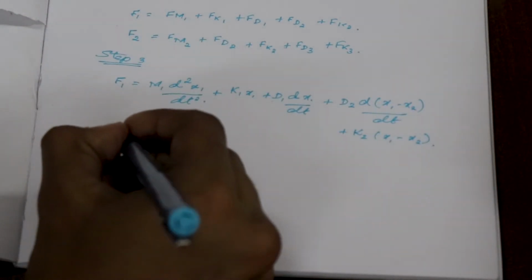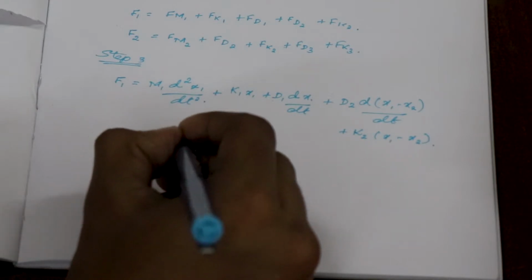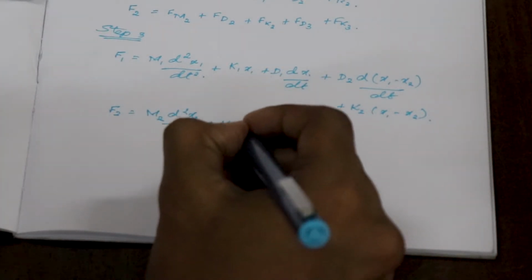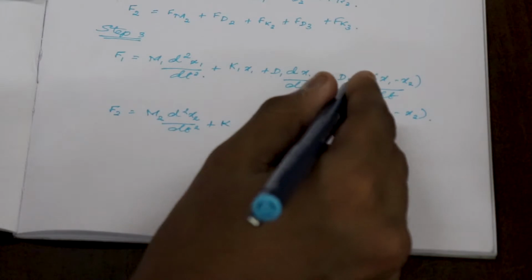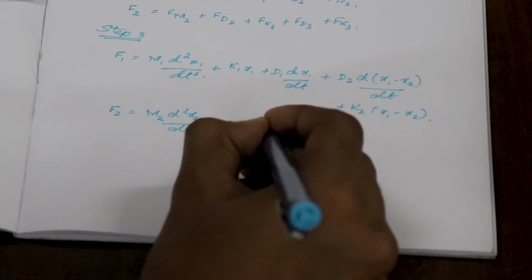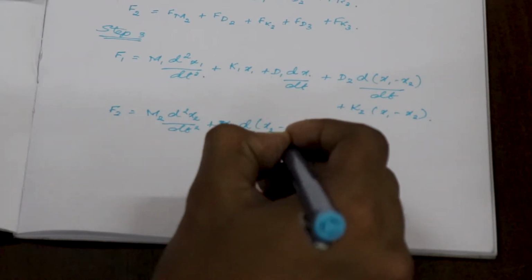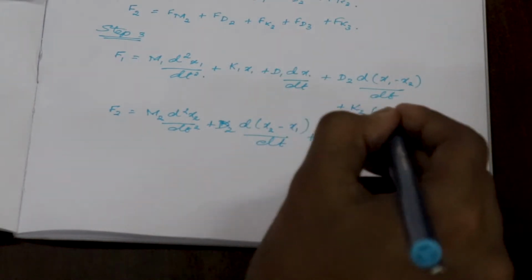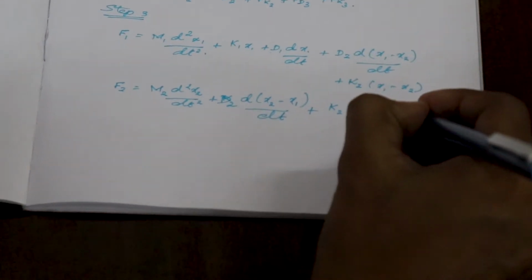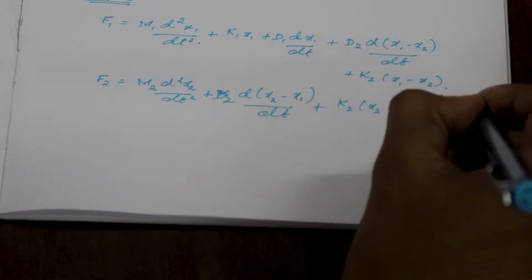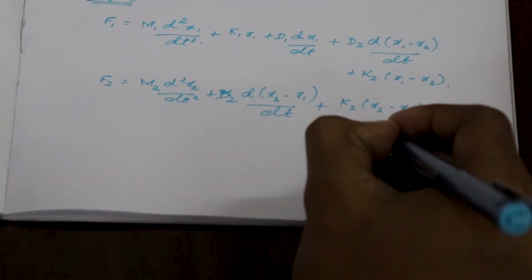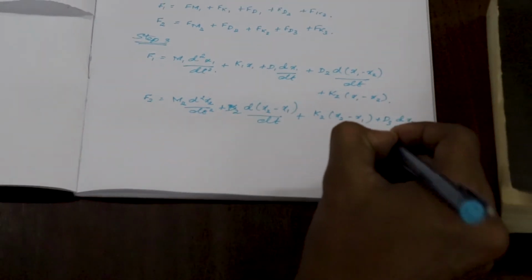And similarly for force F2, it becomes m2 into d square x2 divided by dt square plus, now for d2 it is the same as in this case, but the polarity changes. Therefore it becomes d2 into d times of x2 minus x1 divided by dt, plus for K2, in similar way the polarity changes. It becomes K2 into x2 minus x1. And for D3 it is plus D3 into dx2 divided by dt. And for K3 it is plus K3 into x2.